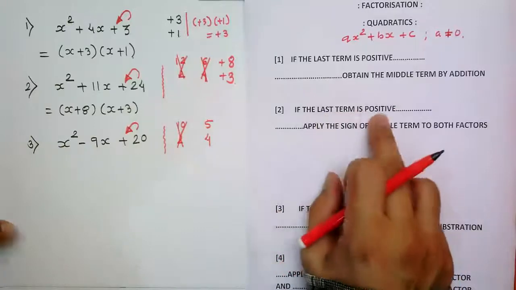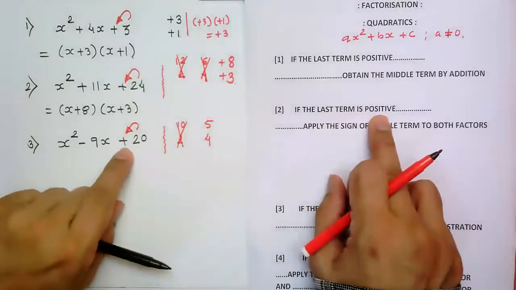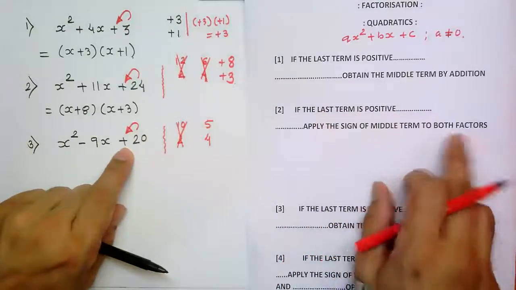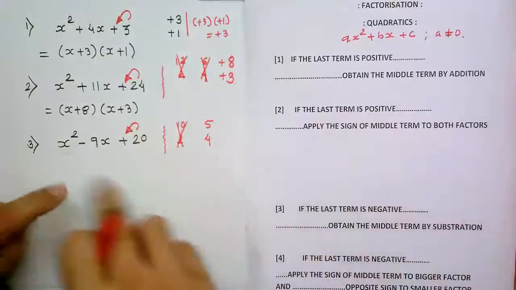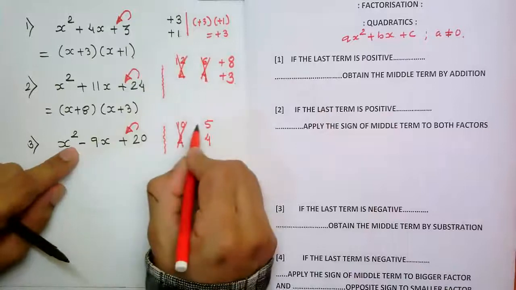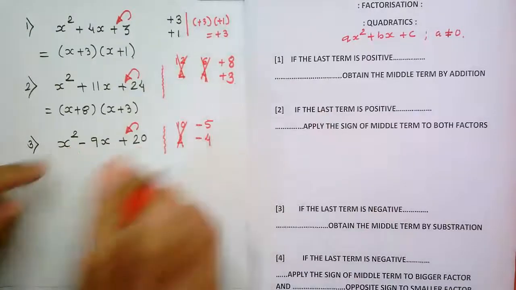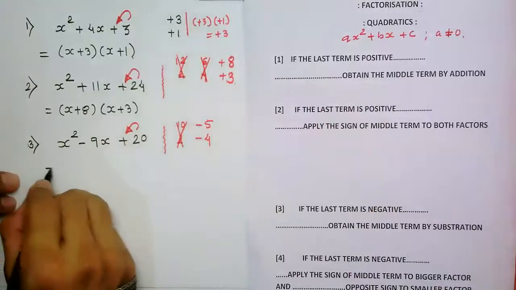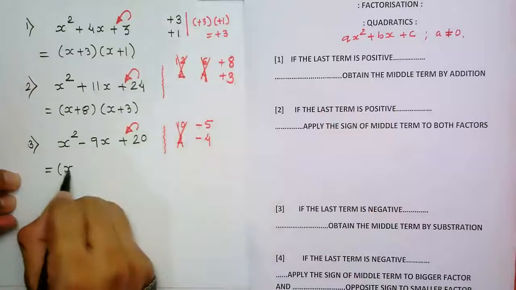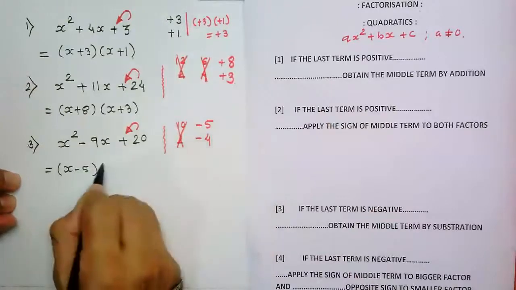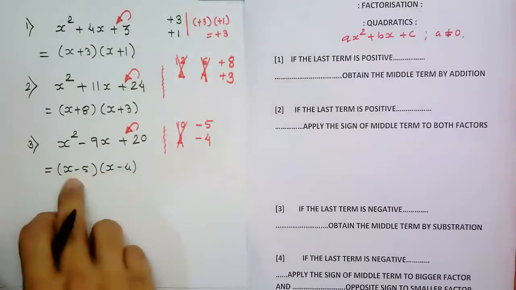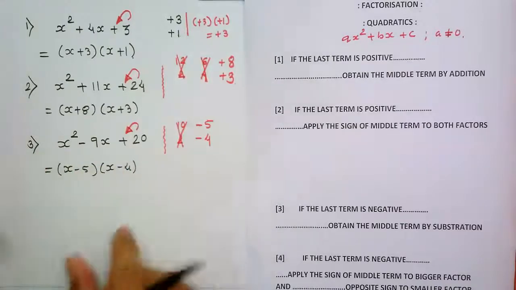Now see this. Here, the last term is positive. If the last term is positive, apply the sign of the middle term to both factors. The middle term is negative, so I have to apply the negative sign to both factors. So the factors of this quadratic are x minus 5, x minus 4. Order is not important. You can write x minus 4, x minus 5, no problem.